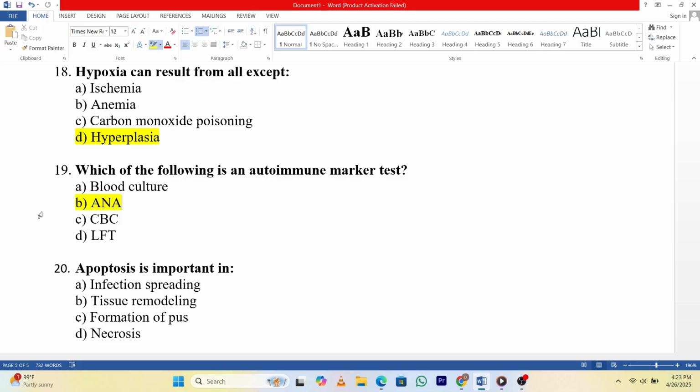20. Apoptosis is important in: A. Infection spreading. B. Tissue remodeling. C. Formation of pus. D. Necrosis. Answer: B.